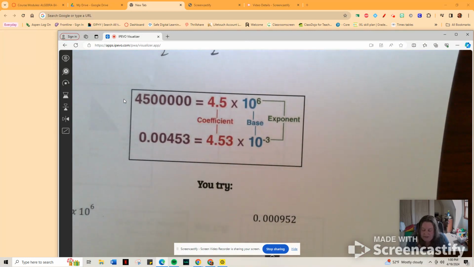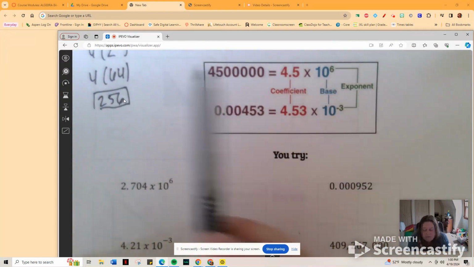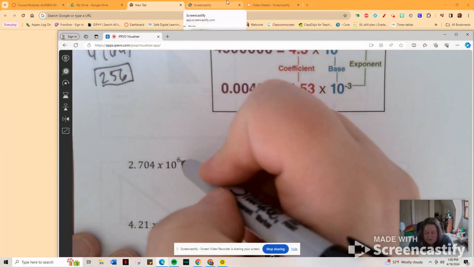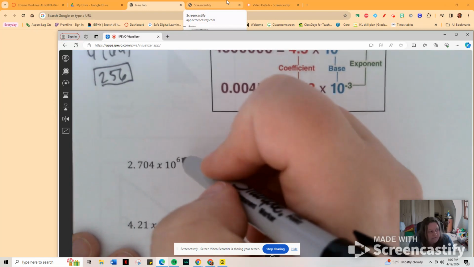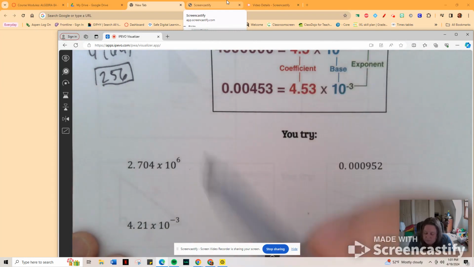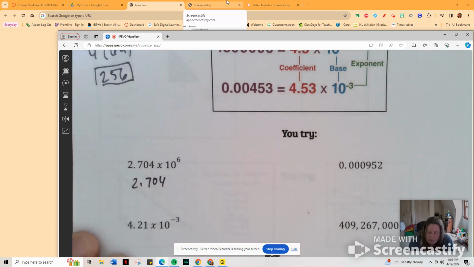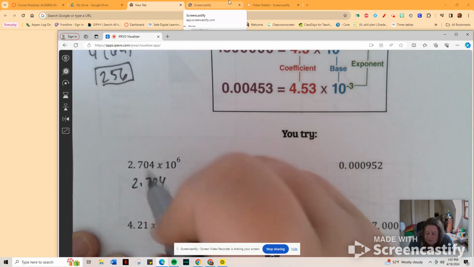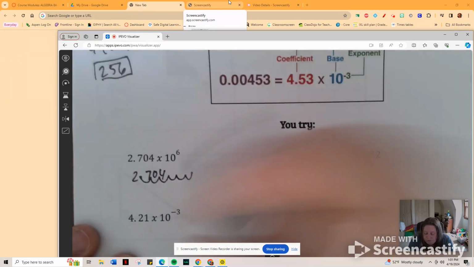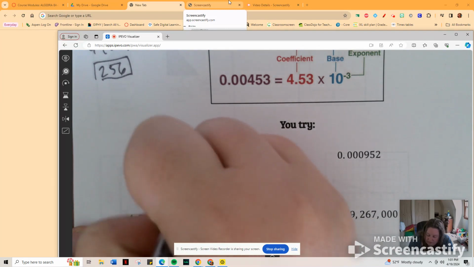So if I'm starting by converting from scientific notation to standard form, we would call this scientific notation. This is standard form, how we typically write numbers. The exponent is going to tell me exactly what to do. If it is a positive exponent, you're moving your decimal to the right. It's going to be a whole number greater than 1. And the number itself tells you how many times to move the decimal. So I'm just going to rewrite the coefficient down here. I need to move this decimal 6 times to the right. 1, 2, 3, 4, 5, 6. Now those empty loops would be zeros. So if I rewrite this number, it's going to be 2,704,000.